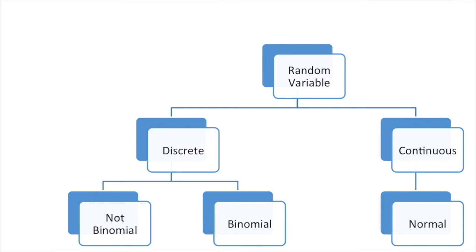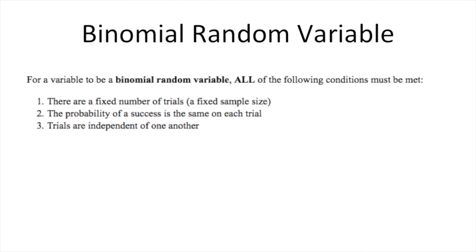Looking at this chart, we see that we can have discrete or continuous random variables. One specific type of discrete random variable is the binomial random variable. We're going to look at this next. For a variable to be a binomial random variable, all the following conditions must be met. There must be a fixed number of trials. In other words, there must be a fixed sample size. The probability of a success is the same on each trial. And finally, the trials are independent of one another.